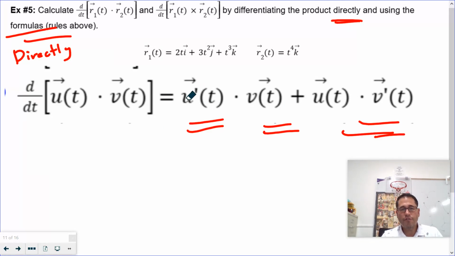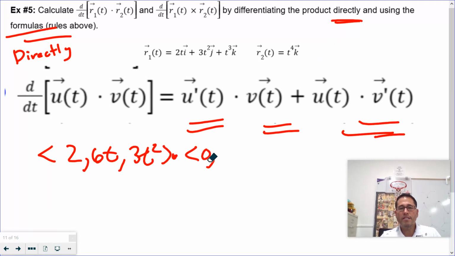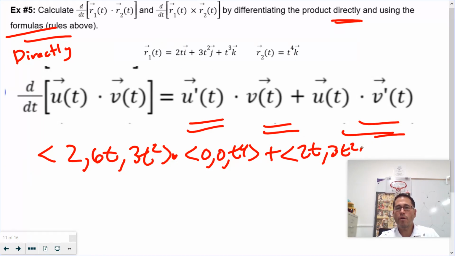It would be the derivative of the first one, which would be, yell at me if I make a mistake, 2, 3t squared, and I'm going to dot that with this one, which would be 0, 0, t to the 4th. And I'm going to add that to the original first one, 2t, 3t squared, comma, t to the 3rd, and dot that with the derivative of this, which would be 0, 0, 4t cubed.